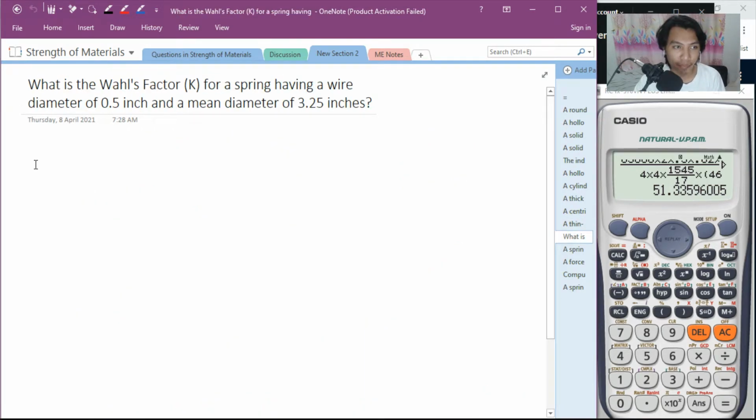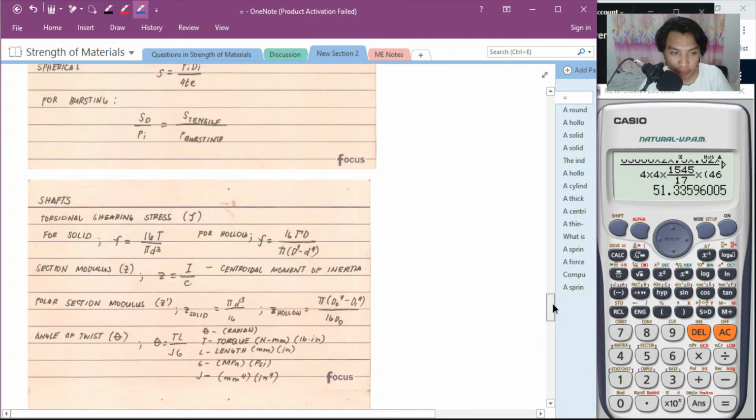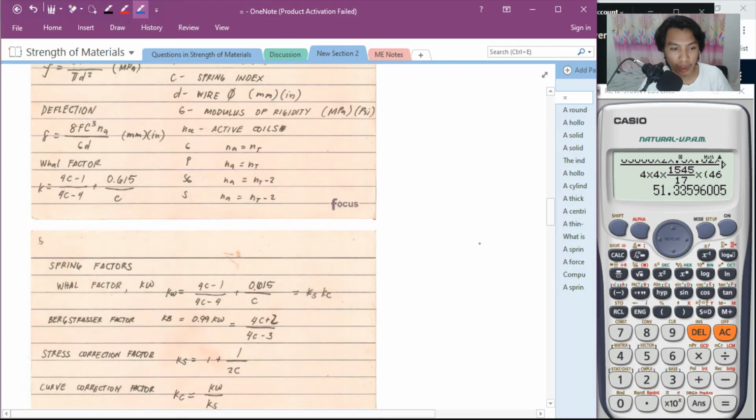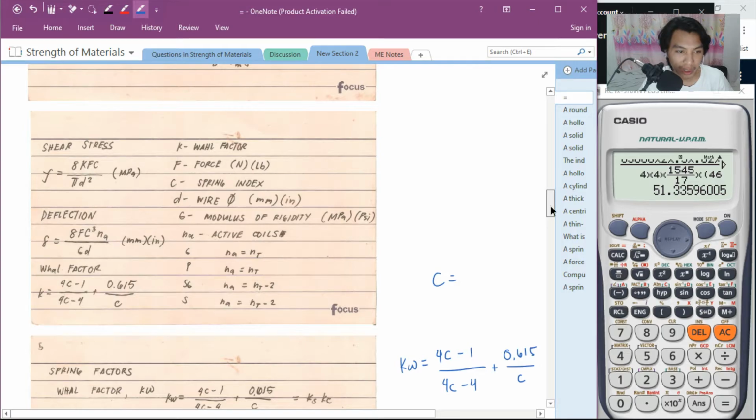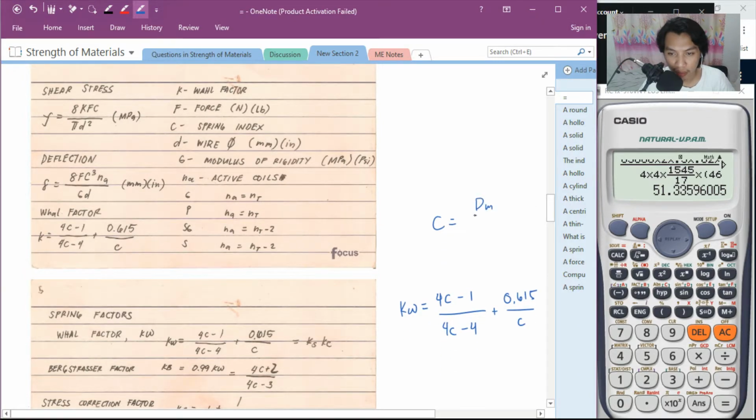Okay, next problem. What is the wall factor for a spring wire with diameter of 0.5 inch and mean diameter of 3.5 inches? Now, let us go to the springs. For your wall factor: Kw equals 4C minus 1 over 4C minus 4 plus 0.615 divided by C. Where C is the spring index, and that is equal to DM over wire diameter.